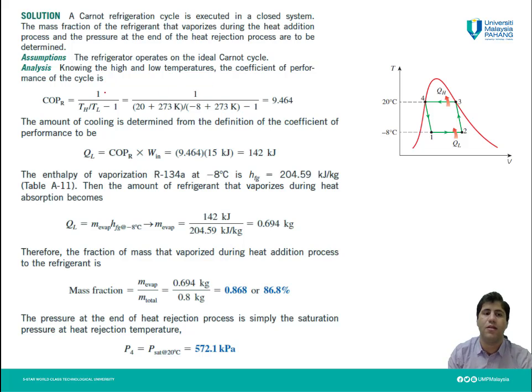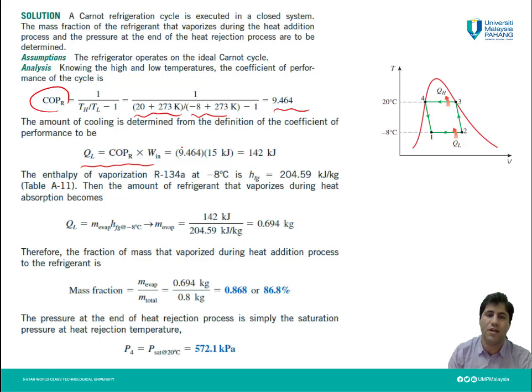First of all, by this equation, we can calculate the coefficient of performance for this refrigerator. It is a Carnot refrigerator, so we can use TH and TL. We have TH and TL in terms of Celsius. We need to convert it to the absolute temperature or Kelvin. Then we can calculate the COP for this refrigerator, which is 9.464.